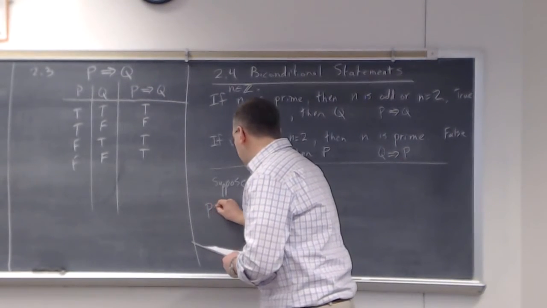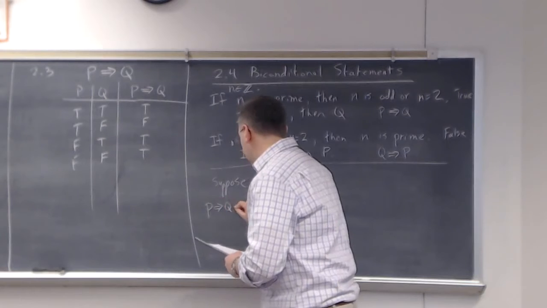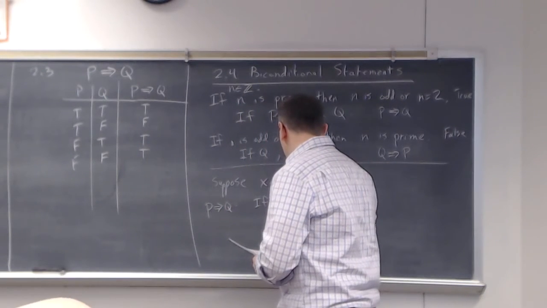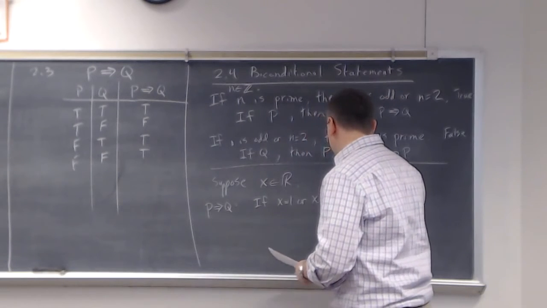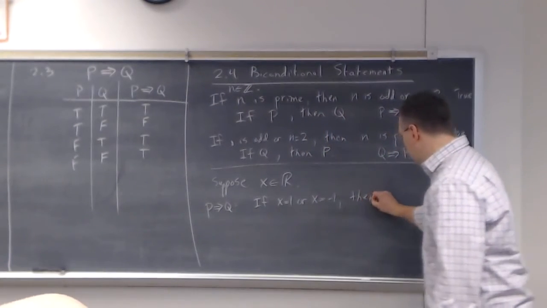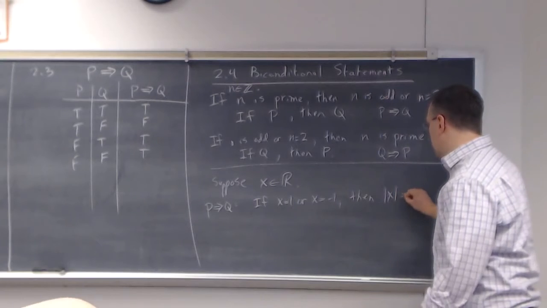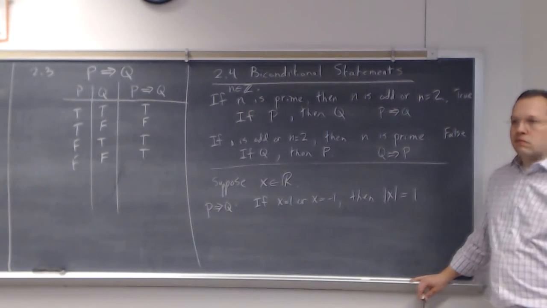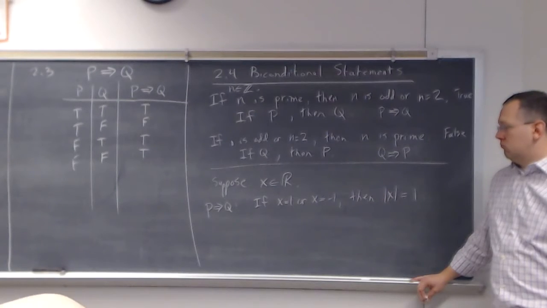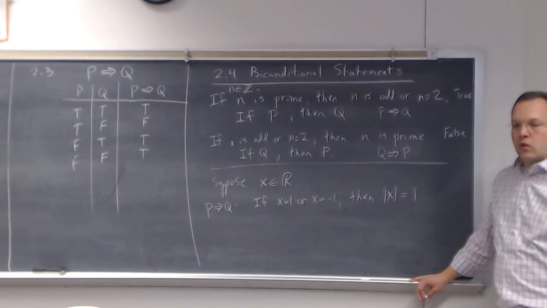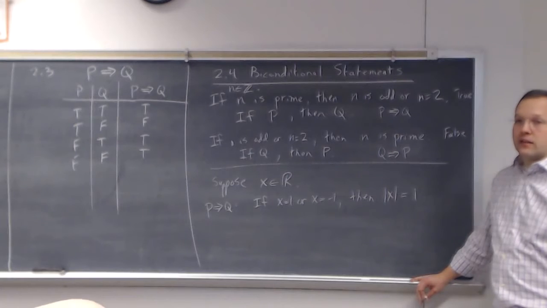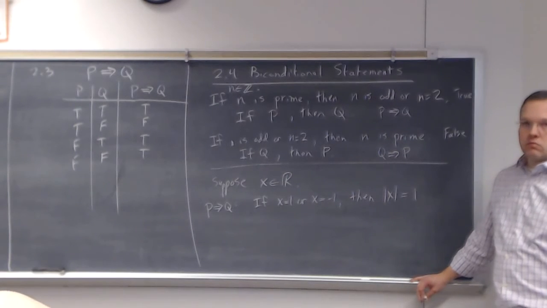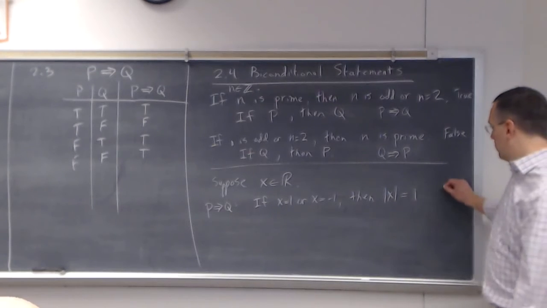So here's my P implies Q statement. If x equals 1 or x equals -1, then the absolute value of x equals 1. Is this true or false? True.